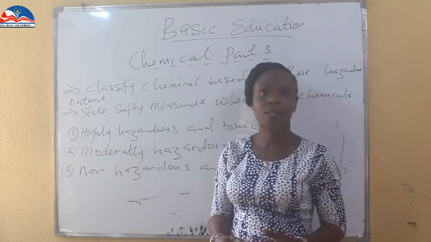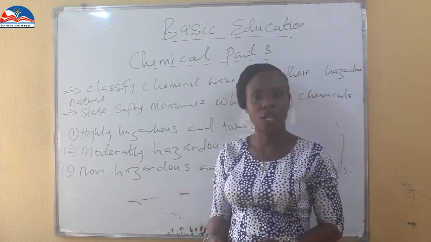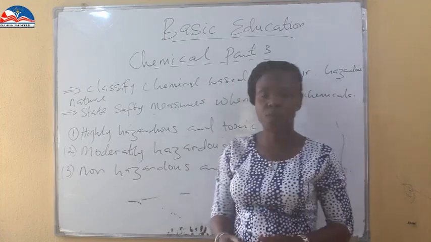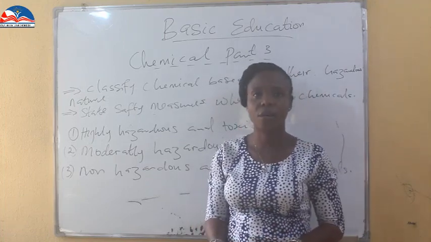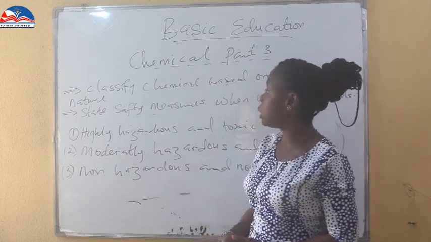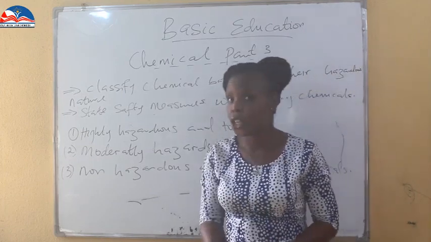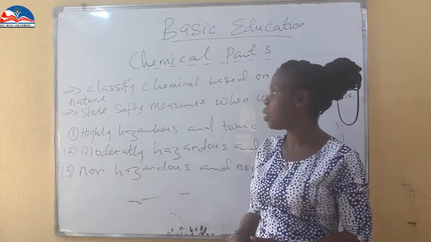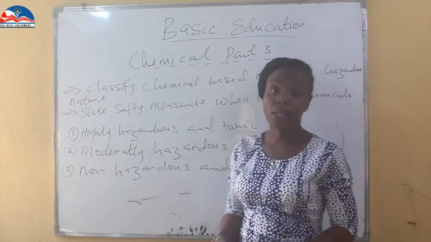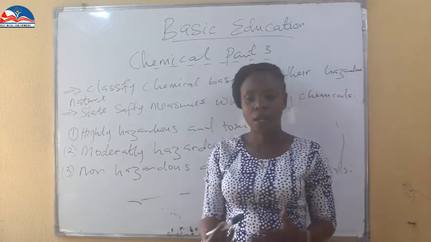We've taken 2 parts. The first part explained what chemicals are. So today we are going to look at 2 major objectives in part 3 of chemicals. One, we're going to classify chemicals based on their hazardous nature. And then secondly, we're going to look at the safety measures while handling chemicals.